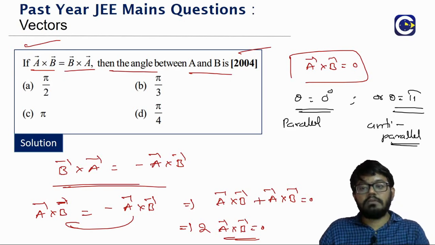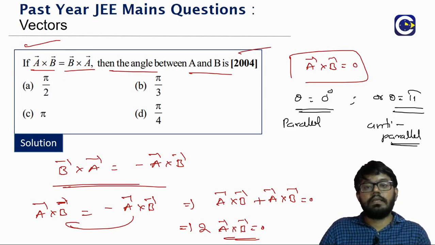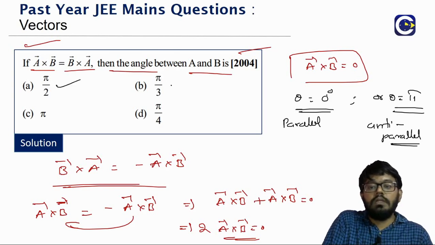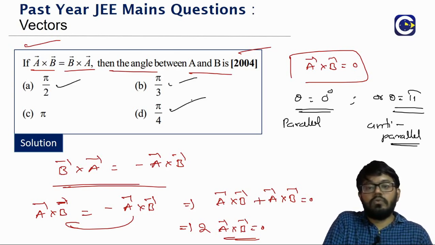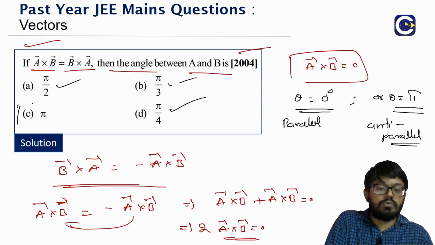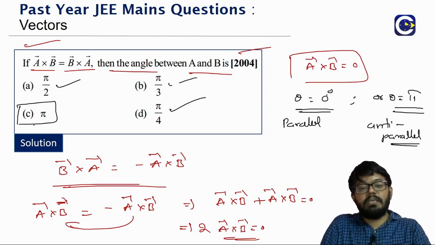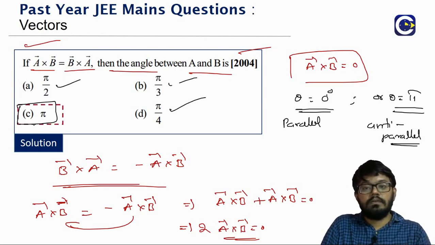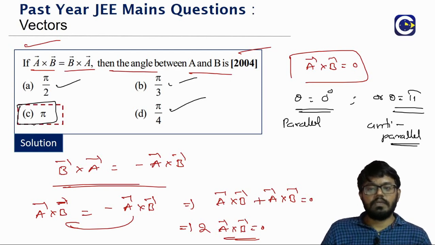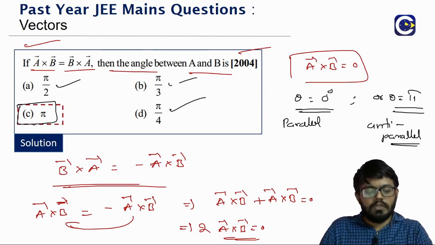So here among the given options, what is the one that we can choose? Because they have not given us 0, they have given us pi by 2, pi by 3, pi by 4. What is the one that we have to choose? We have to choose option C, which is pi. Pi means 180 degrees. Okay, so this is how we will have to approach a question.